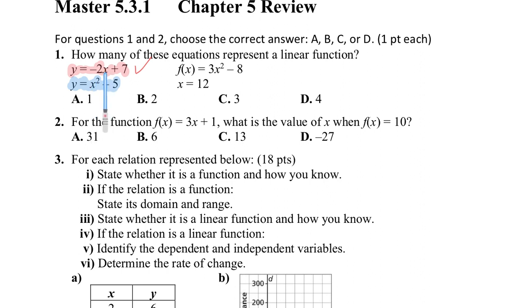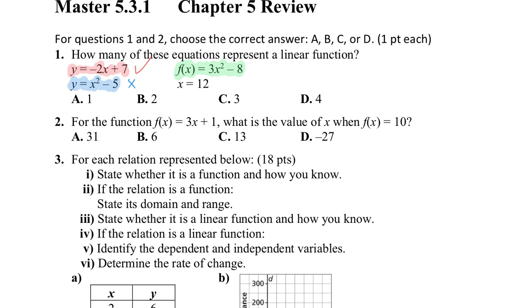Remember, this x on its own is a first degree term. X squared is a second degree term. We can say that this one here is not a function because it has a second degree. Sorry, this one here is not linear. It is a function, but it's not linear because it has a second degree term. And just so you're aware, if we look at this next one that I'm going to highlight in green, f of x equals 3x squared take away 8.